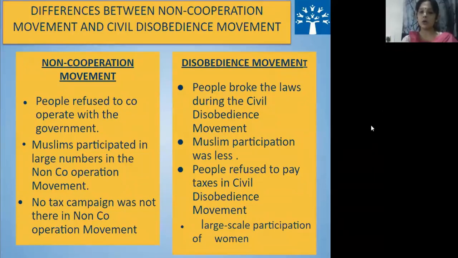Differences between non-cooperation movement and civil disobedience movement. Under non-cooperation movement, people refused to cooperate. Muslims also participated in large numbers. There were no tax campaigns. While in civil disobedience movement, people broke the laws. There were fewer Muslim participants. People refused to pay taxes. Also, there was large-scale participation of women.